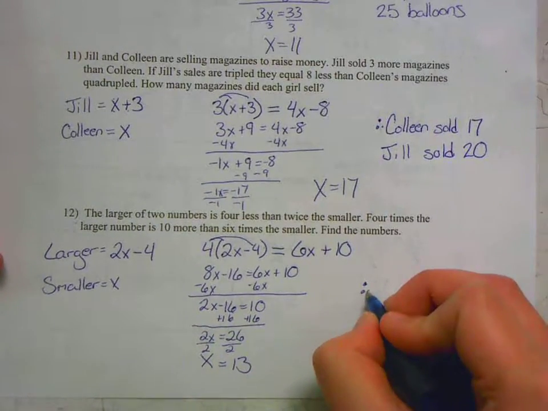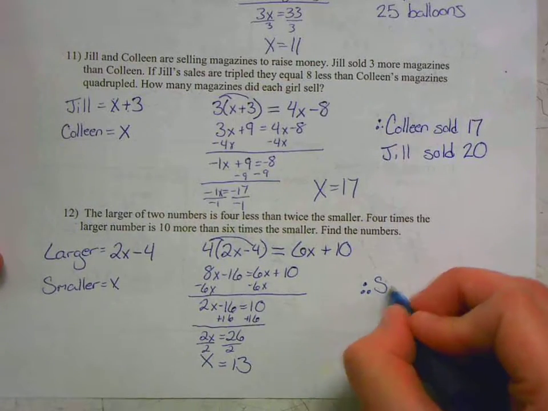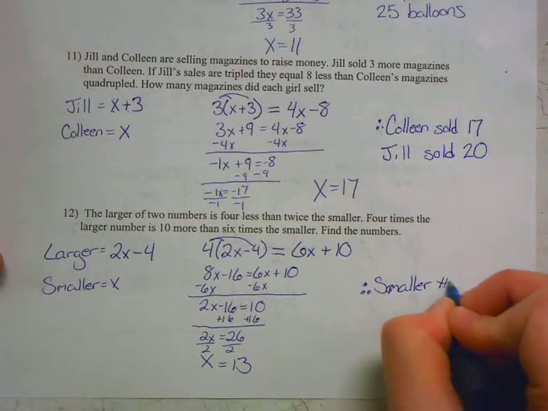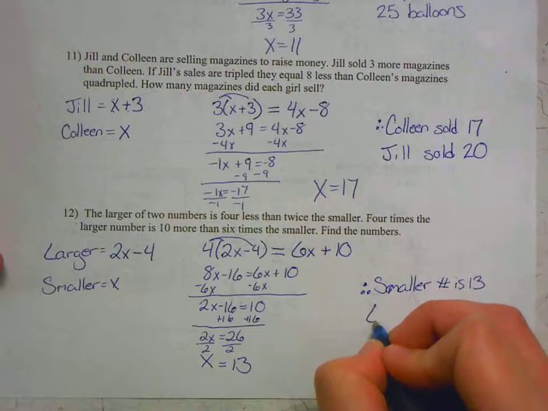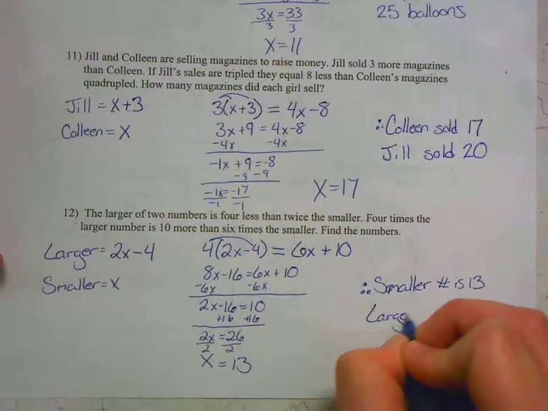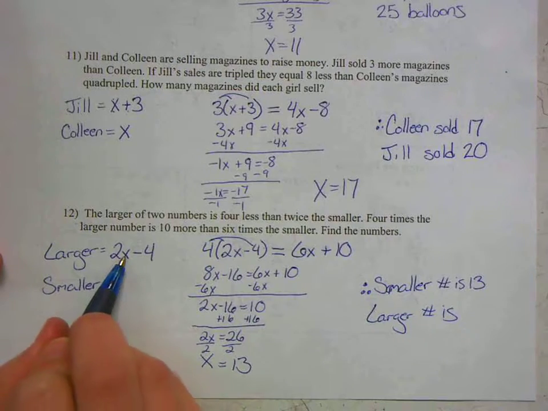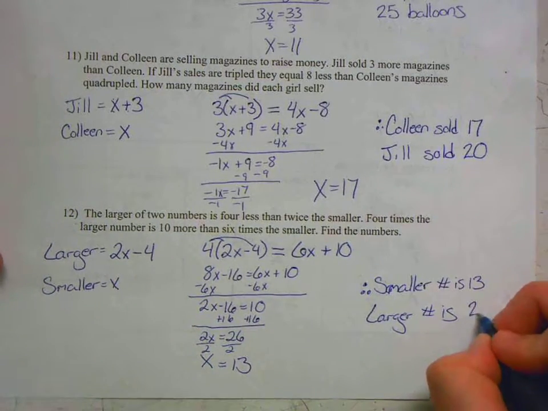So our conclusion, 13 goes with the smaller number. So the smaller is 13. Larger number is, we got to plug this in. So 2 times 13 would be 26, and then take away 4 would be 22.